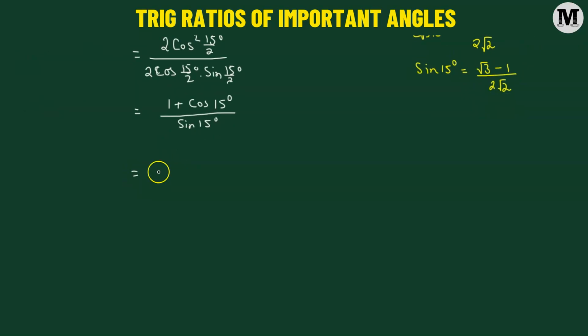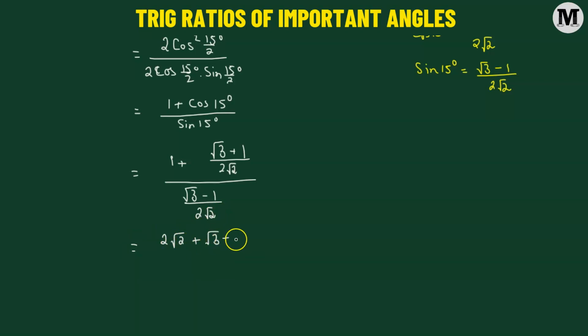So let's use these 2 values. At the numerator, we will be getting 1 plus square root of 3 added to 1 divided by 2 times square root of 2. And in the denominator, we have square root of 3 minus 1 divided by 2 times square root of 2. So let's further simplify. In the numerator, we should be getting 2 times square root of 2 added to square root of 3 plus 1. And in the denominator, we have square root of 3 minus 1.